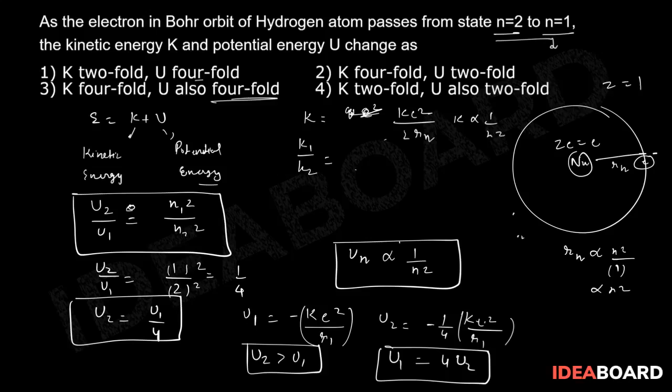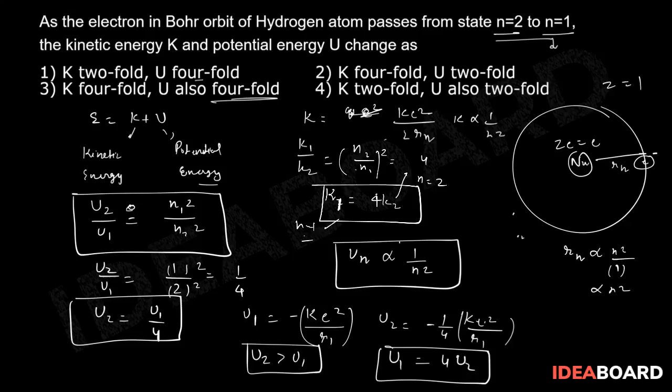What should I write now? This will be simply n2 by n1 whole square, which is going to be 4. So K1 is going to be 4 of K2. So initially we were in n is equal to 2 and finally we are in n is equal to 1. So obviously it is going to be 4 times. So K 4 folds, U 4 folds, option number 3 should be the proper choice for us. Okay.